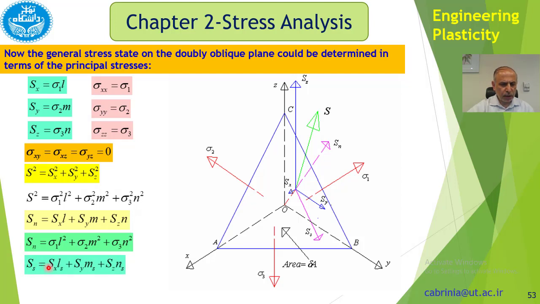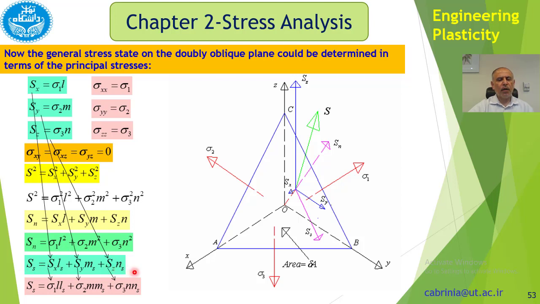Also the shear component of the stress, we could write down for Sx, Sy, Sz from here, and we get that. Okay, so as you can see, we can have the total stress in terms of the principal stresses. We could have the normal component of stress in terms of principal stresses, and we can have the shear component of stress in terms of principal stresses. So we have obtained what we wanted.